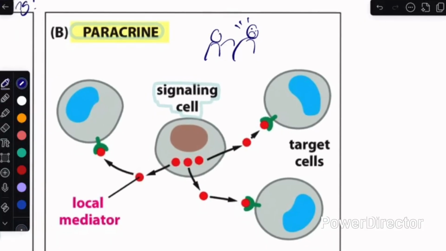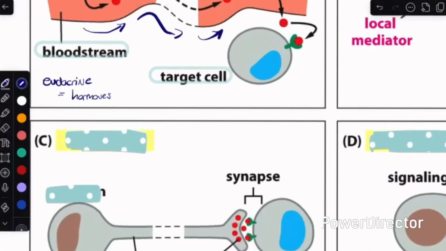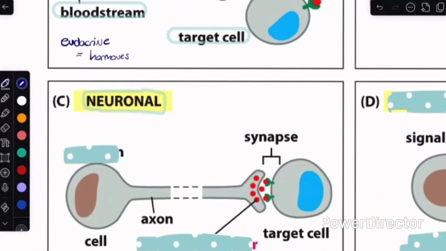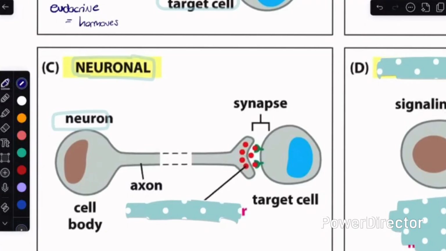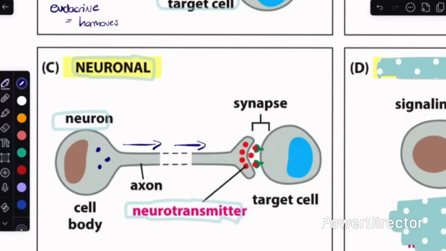Our third type of signaling is neuronal signaling. As the name suggests, it involves neurons. After a signal molecule, in this case a neurotransmitter, travels down the neuron's axon, it reaches a chasm between the neuron and the target cell called a synapse. The neurotransmitters then get secreted onto receptors on the target cell.